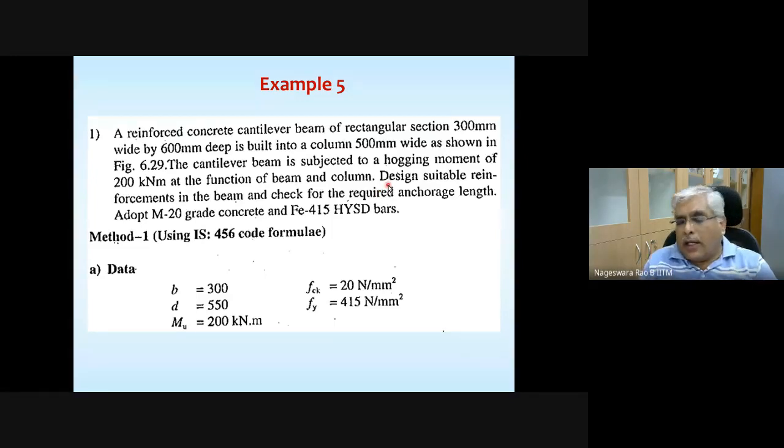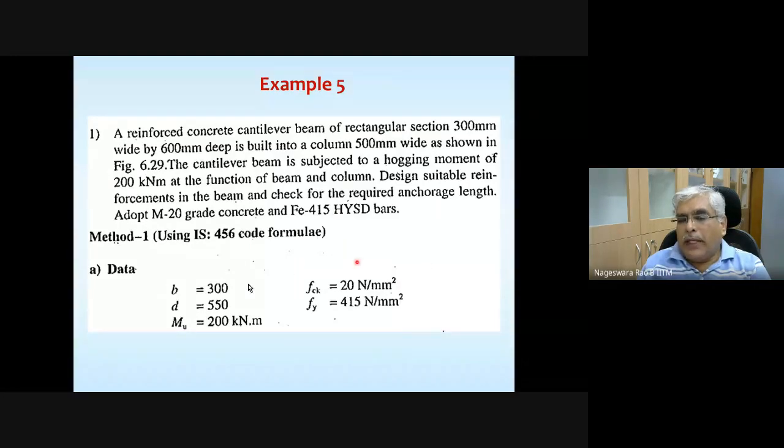Design suitable reinforcements in the beam and check for the required anchorage length. Actually, in this problem statement, it is also asked to design for the reinforcement, so that whatever reinforcement, 4 bars of 20 mm diameter, that details how to design that is also going to be illustrated in this example. So you need to design the reinforcement and you need to check for the required anchorage. And grade of concrete, grade of steel is given. And these are the dimensions.